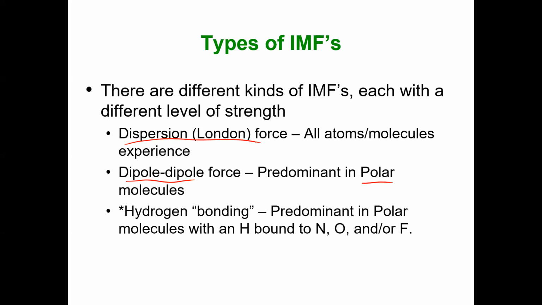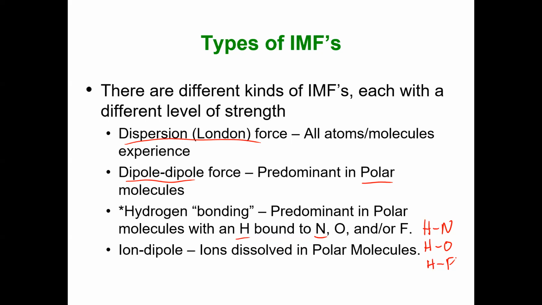Everybody's heard of hydrogen bonding. Hydrogen bonding is the predominant force in polar molecules where hydrogen is bound to a nitrogen, oxygen, or fluorine. That is key. You have to have a hydrogen bound to one of these three very electronegative elements, and they're also very small. That makes the distance between the molecules closer, lowering the potential energy, making that attractive force more stable and harder to break.